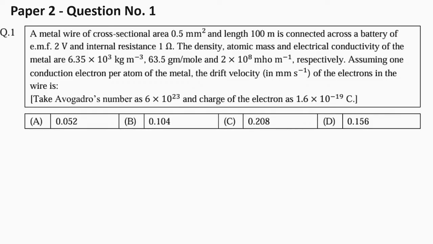So question 1 is basically about finding the drift velocity in a conductor. A lot of information is given in the question about the metal wire. The cross-section area of the conductor is given as 0.5 square millimeter, which is 0.5 times 10 raised to minus 6 square meter. Let me convert it to SI units.